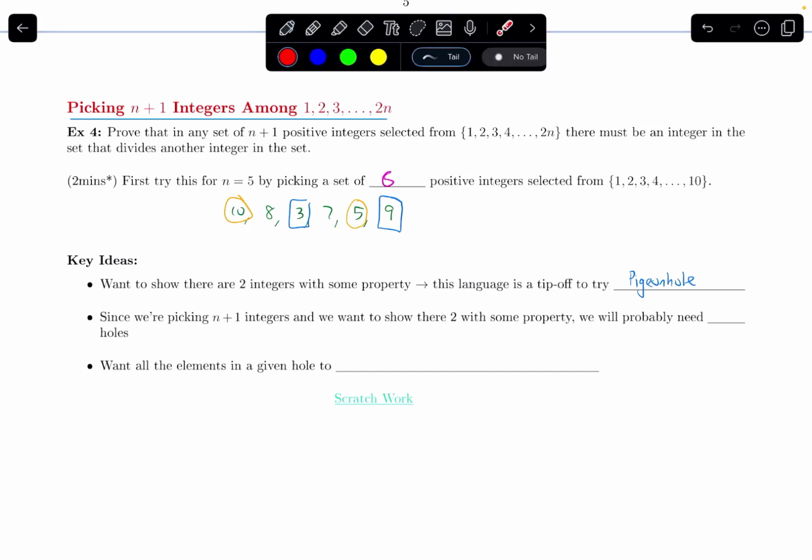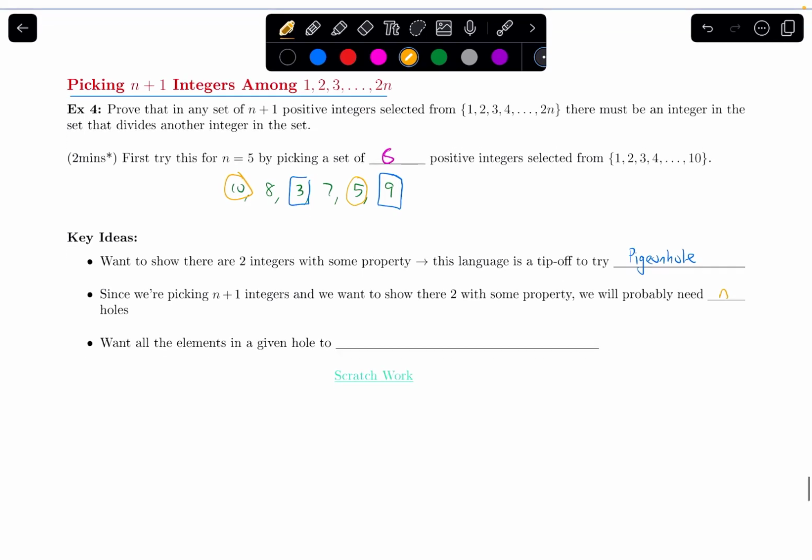So since I'm picking n+1 integers, these are probably the pigeons, and I want to show that there are 2 with some property, well, I need more pigeons than I have holes. So if I have n+1 pigeons, I'm probably going to have n holes, or as long as it's n or fewer holes. Okay, that's key idea 2.